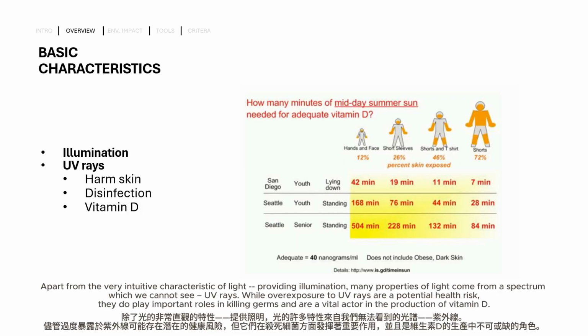On the basic characteristics of light, apart from the very intuitive characteristic providing illumination, many properties of light come from a spectrum which we cannot see, ultraviolet rays. While overexposure to UV rays is a potential health hazard, they do play important roles in killing germs and are a vital actor in the production of vitamin D. On the right, we have a chart showing how many minutes of midday summer sun is needed for adequate vitamin D. So we can see that a certain amount of exposure to daylight is actually vital for the human body.